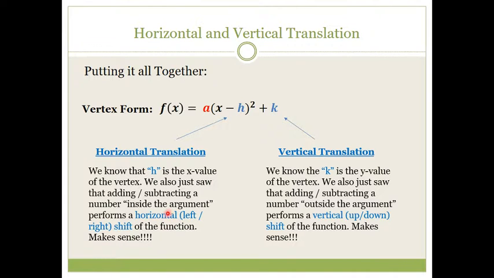So we saw that adding or subtracting a number inside the argument like that performs that kind of shift, and that makes sense, right? Because that's the value of the new vertex. And same thing with the k, right? Adding something to the outside at the end is your vertical translation or shift up and down. So that makes sense that now this form, we can see both here is representing a horizontal shift in this form, and this is representing the vertical shift. We'll talk more about the a term later, but that has to do with, remember, how wide the parabola will be.